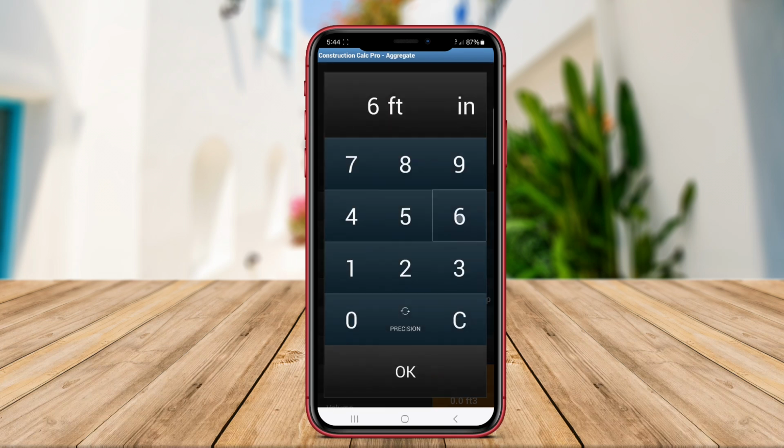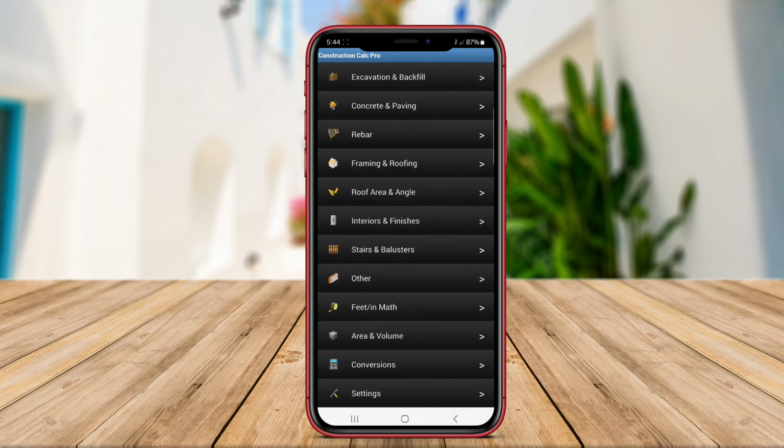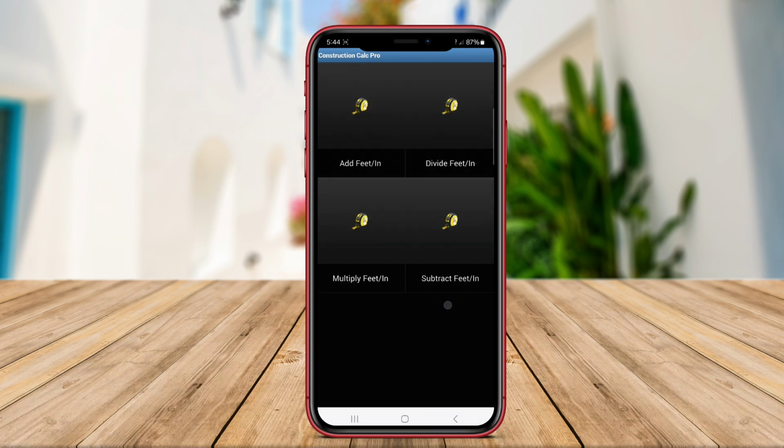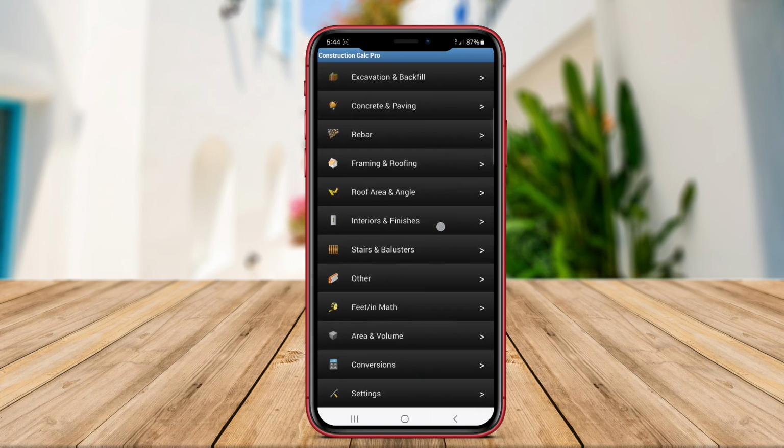Some also provide a database of materials and their costs to help with budgeting. The best construction calculator apps are known for their accuracy, ease of use, and ability to save and share calculations, making them invaluable for contractors, architects, and DIY enthusiasts alike.